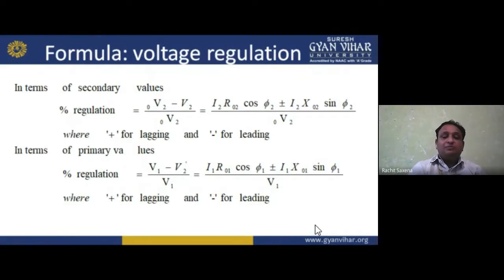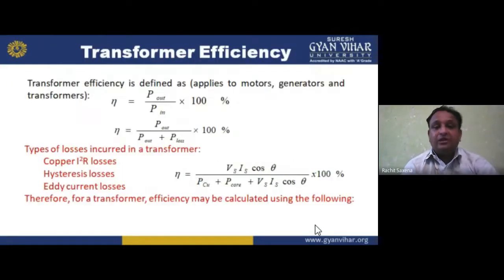In terms of primary values we have percentage regulation: (V1 minus V2 dash) upon V1, which is (I1 R01 cos phi 1 plus or minus I1 X01 sin phi 1) for primary. The previous one is for the secondary, and the second one is for the primary value. Here also positive sign is for lagging and negative sign for leading, similar to the previous. So no load minus full load upon no load, that is the voltage regulation. This is the equation.